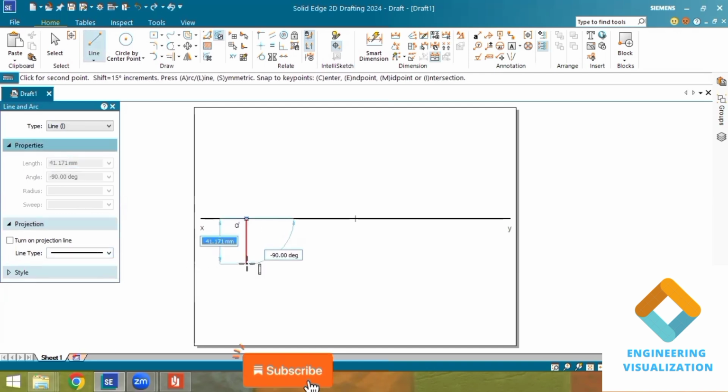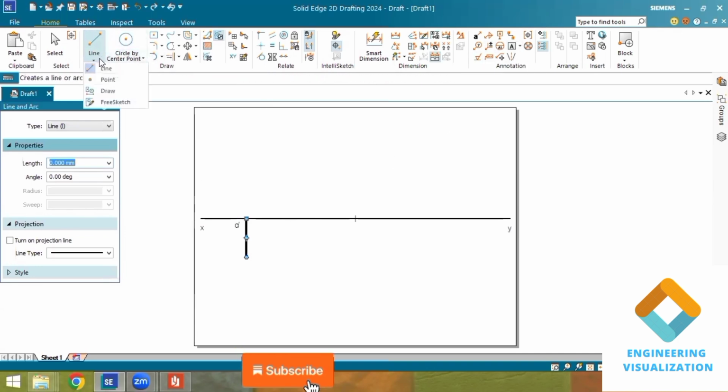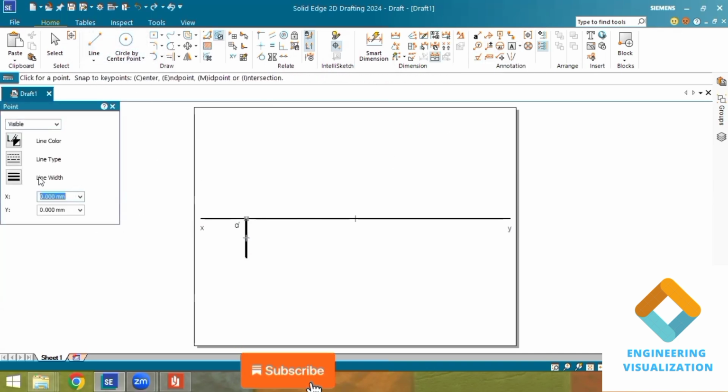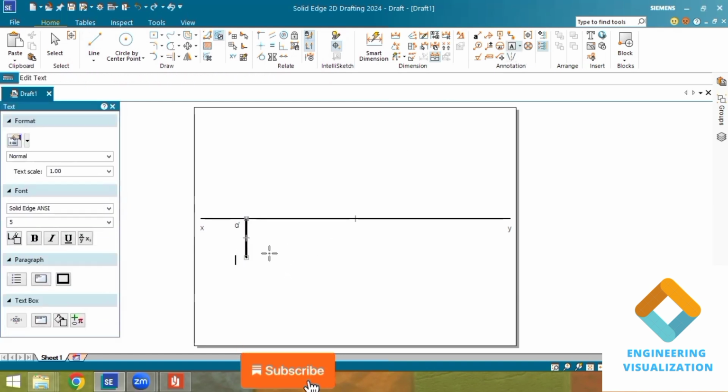Here the point, its top view, is lying in the first and fourth quadrant. In both the first and fourth quadrant it is lying below the XY line. So that's why I'm drawing a length of 30 mm below the XY line. You can see first and fourth quadrant, so it is below the XY line. That's why I am putting it and marking it as A.